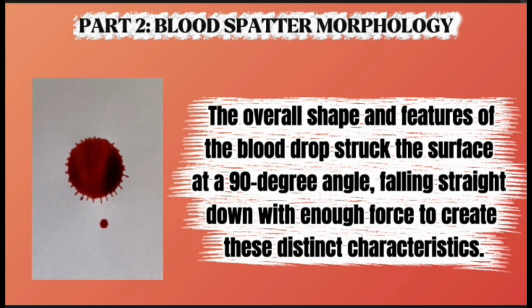The overall shape and features of the blood drops indicate the surface was hit at a 90-degree angle, falling straight down with enough force to create these distinct characteristics.